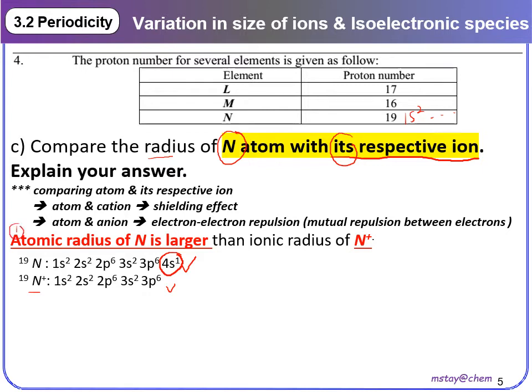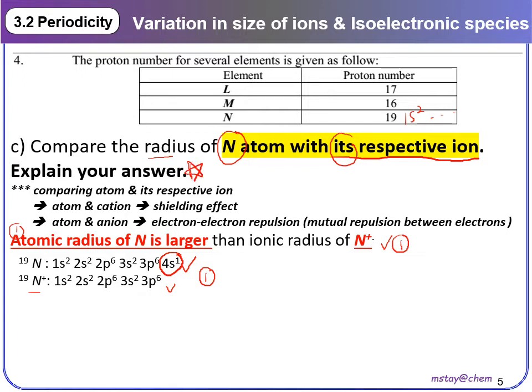Atomic radius of element N is larger than ionic radius of N plus. This one you will have 1 mark. Then 1 mark can be for the electron configuration. Then next we are going to do the explain your answer.